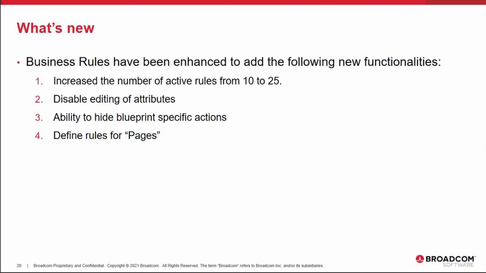First, we've increased the number of active rules from 10 to 25. We've provided the functionality where you can now disable editing of attributes. You now will have the ability to hide blueprint specific actions. And then finally, you can define business rules for pages.